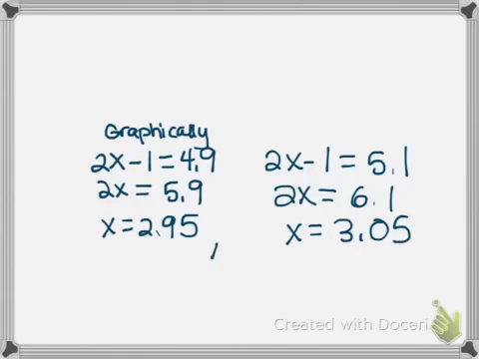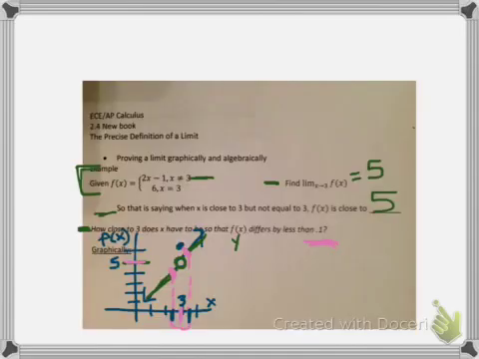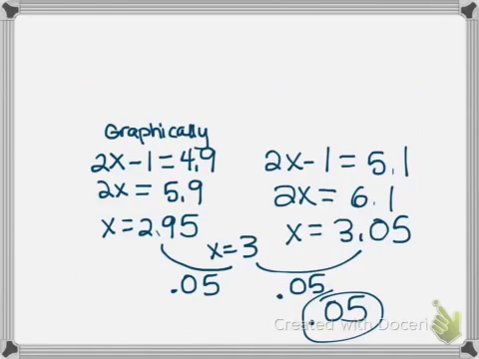The question, remember, is how far from 3 am I? From 2.95 to 3, I am 0.05, and from 3 to 3.05, I'm 0.05. So my answer would be 0.05. Go back to the graph. The distance from 3 down here on both sides would be 0.05, and that answers the question.